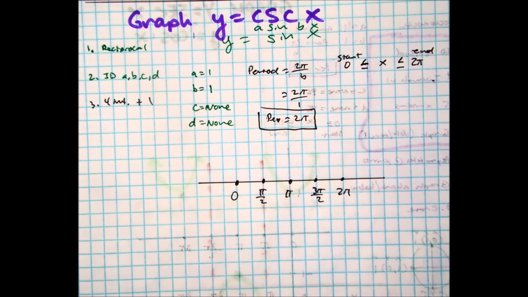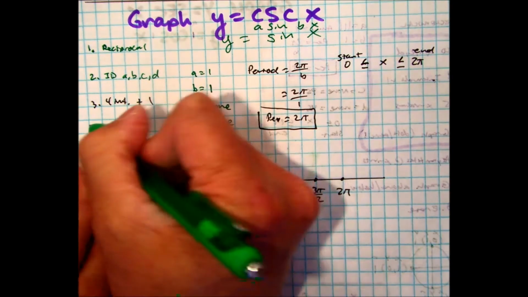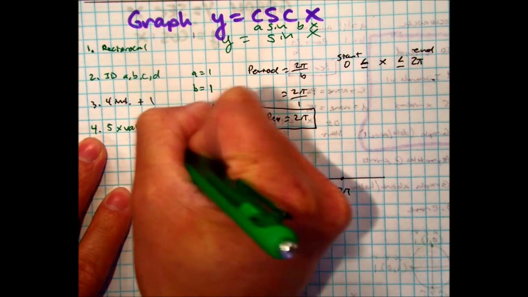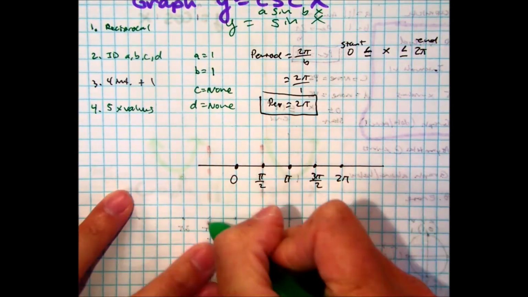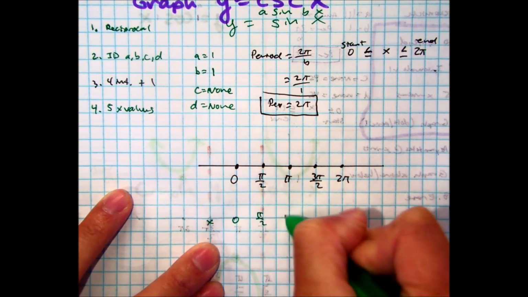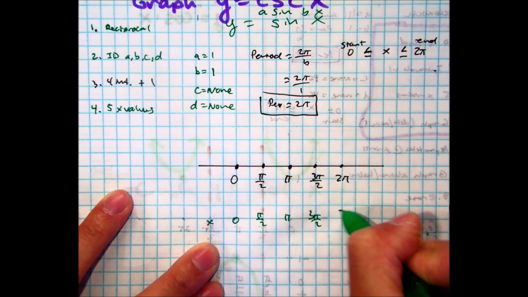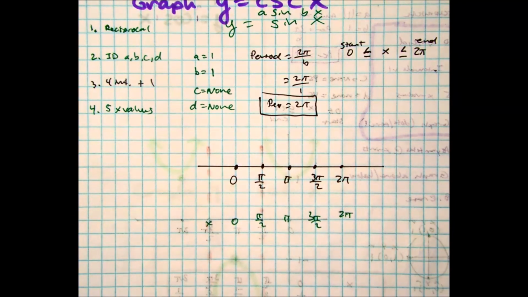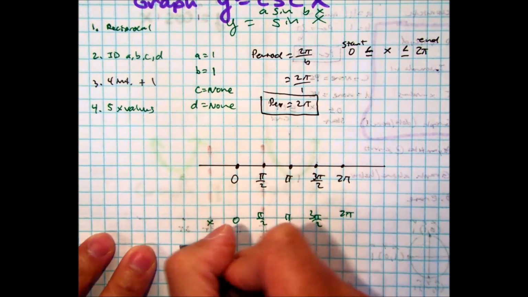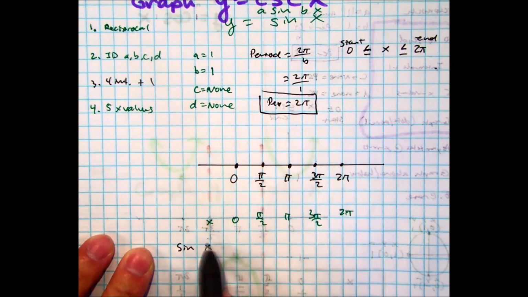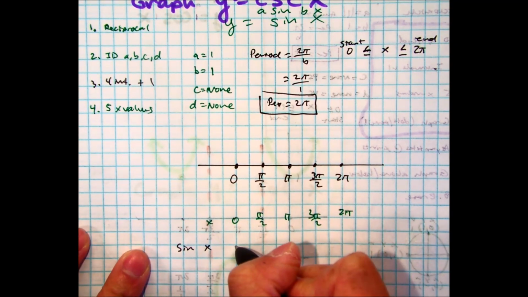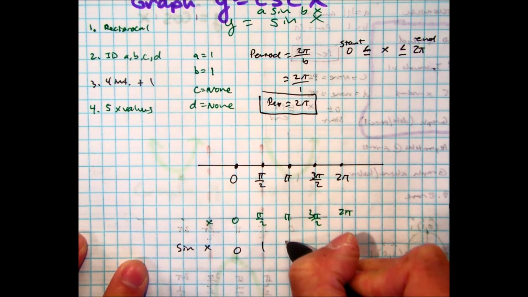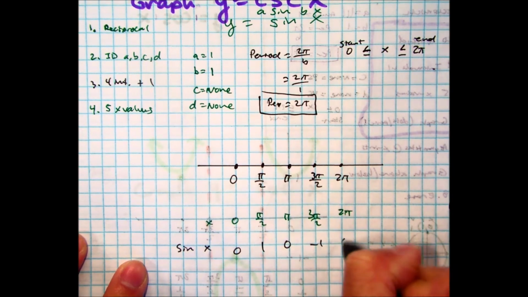Emiliano, what should I do next? The chart, 5 x values. So I have 0, pi over 2, pi, 3 pi over 2, and 2 pi. Emiliano, what do I do next in the next line? We need to find sine of these values. Emiliano, what is sine at 0? 0. Pi over 2? 1. Pi? 0. 3 pi over 2? Negative 1. 2 pi? 0. Correct.